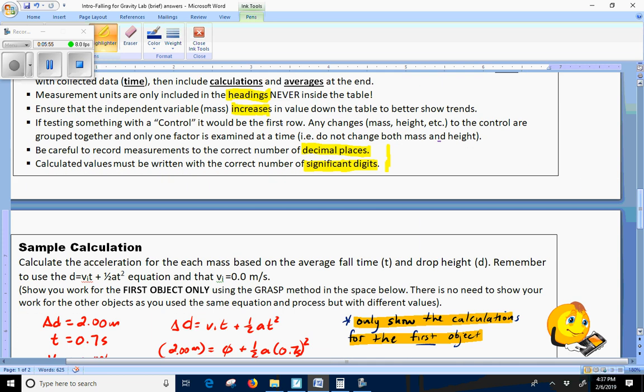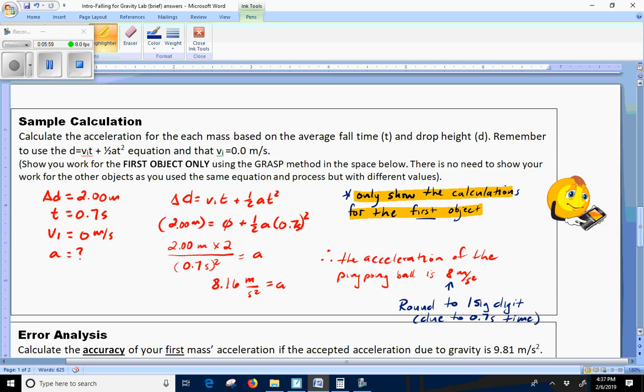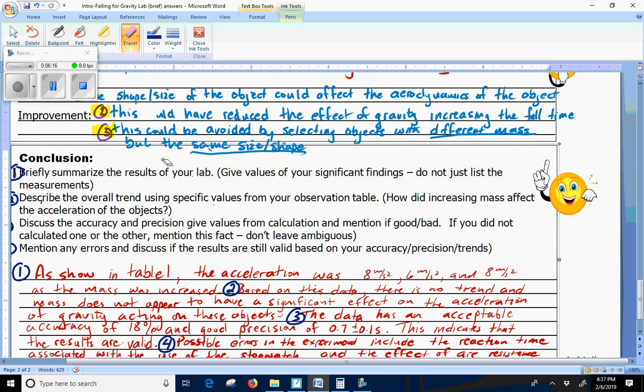Now let's look at the next quantity. The next thing you're looking at is a sample calculation. And now sample calculation is exactly this. You show me where your calculations are coming from, where your values are coming from. You only do this for the very, very first object. So you don't want to show all the calculations necessarily.